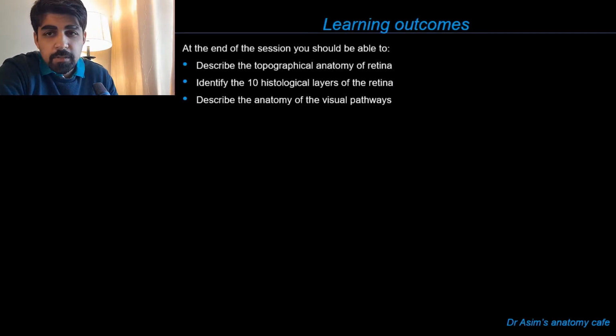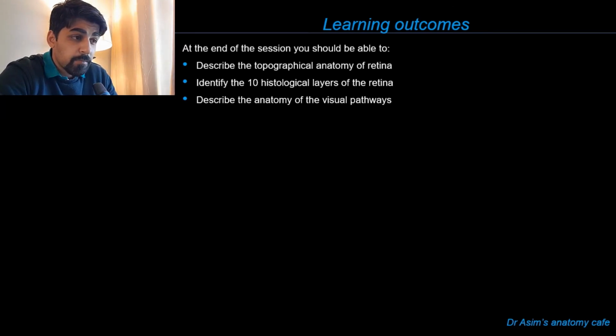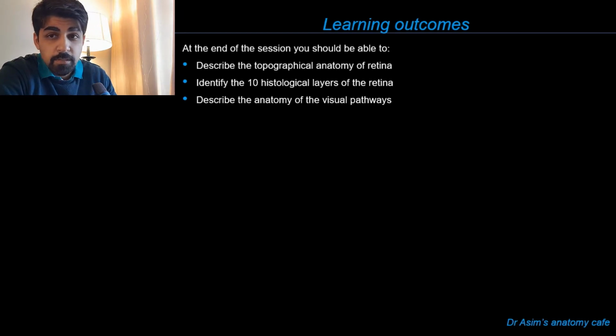At the end of the session, you should be able to describe the topographical anatomy of the retina. You should be able to identify the 10 different histological layers of the retina, and then you should be able to describe the anatomy of the visual pathways, as I mentioned, starting from the retina in the front, going all the way back to the occipital cortex of the brain.